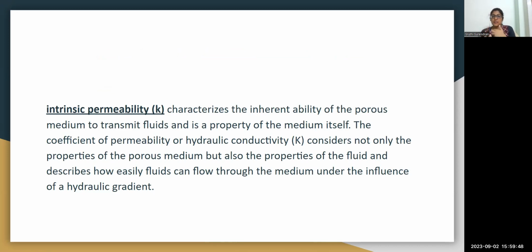Now, what is the difference between intrinsic permeability and coefficient of permeability? Intrinsic permeability is a property of the medium, whereas coefficient of permeability depicts the properties of the medium as well as the properties of the fluid passing through it. So coefficient of permeability also depends on the property of the fluid, whereas intrinsic permeability only describes the material property and is only dependent on the material through which water is flowing.